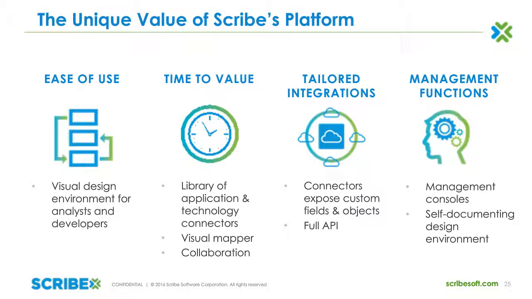The next point is about tailored integrations. I mentioned this before about the need to customize an integration for your particular business process. So one of the advantages of the Scribe Online platform is that it handles custom objects and fields very easily. All of those are exposed, and you can tailor your integration to meet those customizations exactly. So you don't have to change your business process to match what you can do in the integration. You design the integration to match your business process.